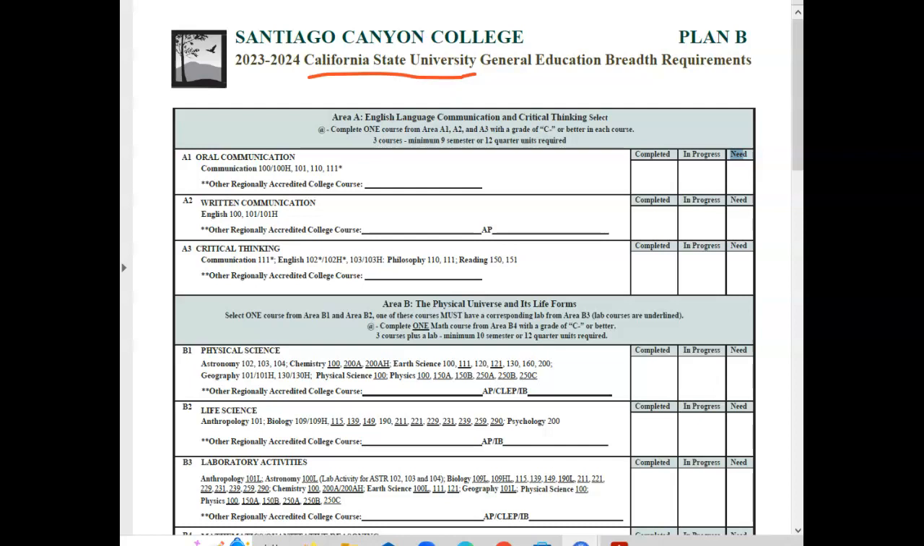This is the general education pattern, okay, of requirements for Plan B. So if you want to transfer to the Cal State system, it is important that you complete the Plan B requirements. So let's get going. Let's dive into that. Basically, what we want to do is have you take a class in Area A, English Language Communication and Critical Thinking.